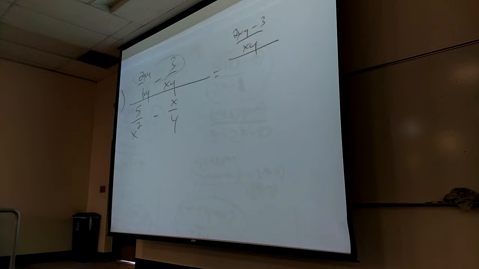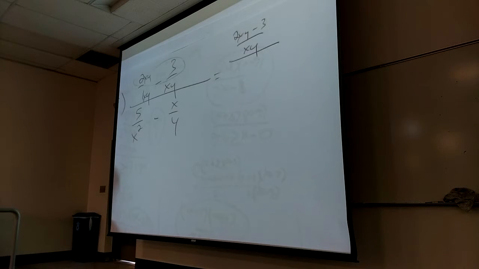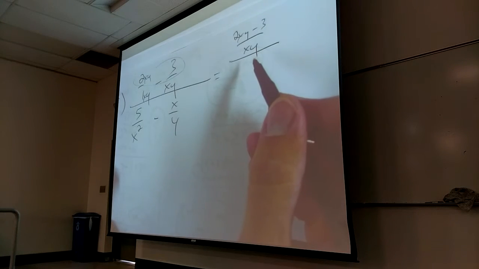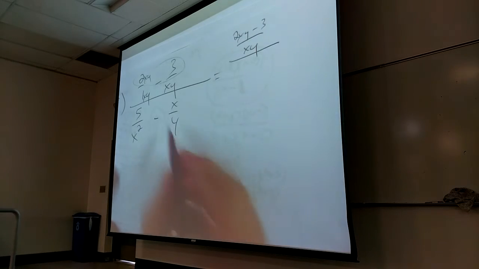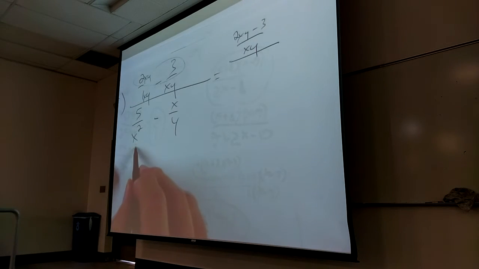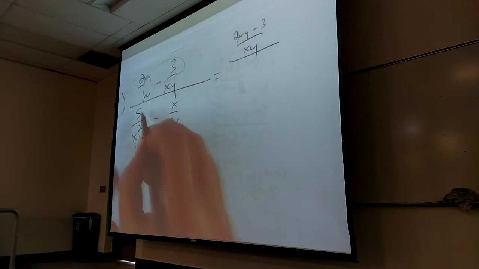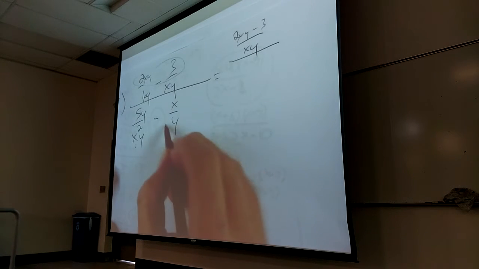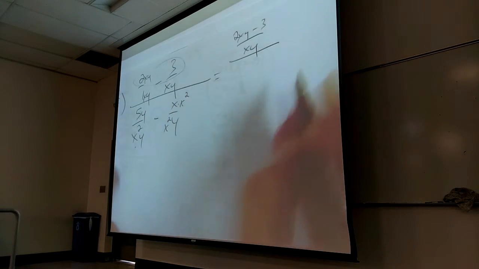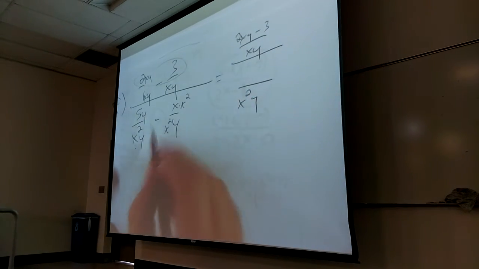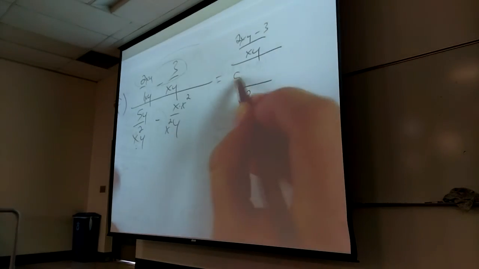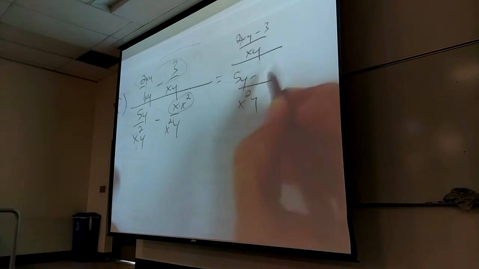I know you hate fractions in the first place, and here I am throwing X's and B's and C's in there. But this does not work any different than any other fraction anywhere. They all act the same way. What about the bottom? What is this guy missing? A Y. And this guy's missing? So the bottom I get, over X squared Y, 5Y minus X cubed.